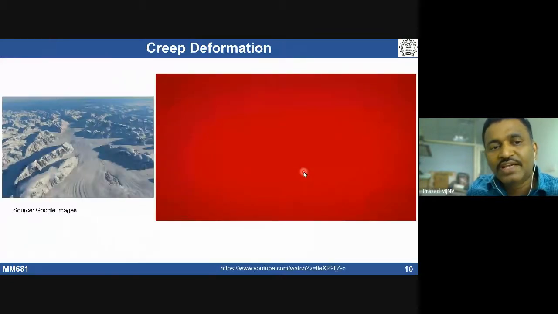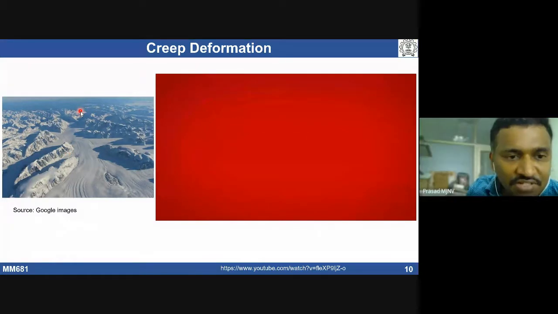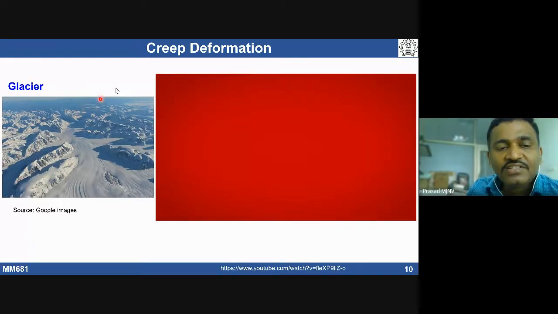Creep is common even in nature, not necessarily only in engineered components. What is this on the left-hand side? It's a glacier movement. Yes, you are right, it's a glacier. What is the meaning of glacier?